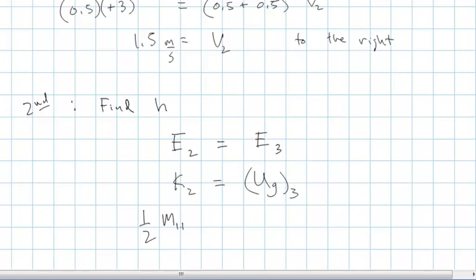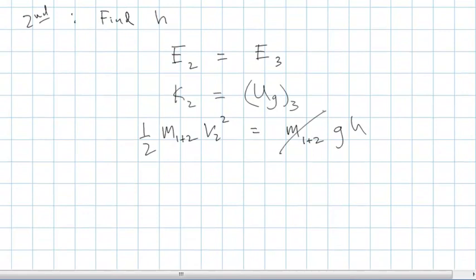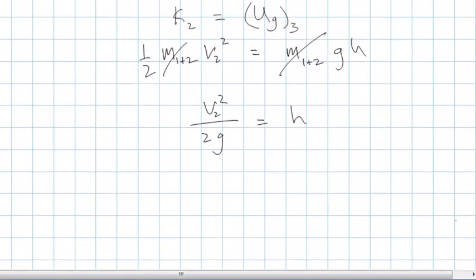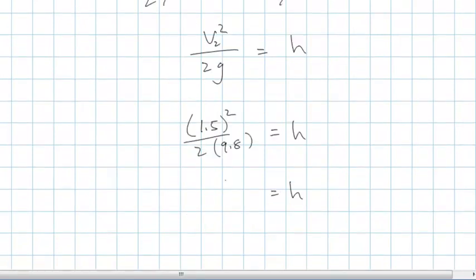1/2 mv squared has to equal mgh. The mass is the combined mass, and that cancels. V squared over 2g is the height that the object makes it up to. So I can plug in my numbers. 1.5 meters per second, squared, over 2 times 9.8. That's my height. And my height turns out to be 0.115 meters.